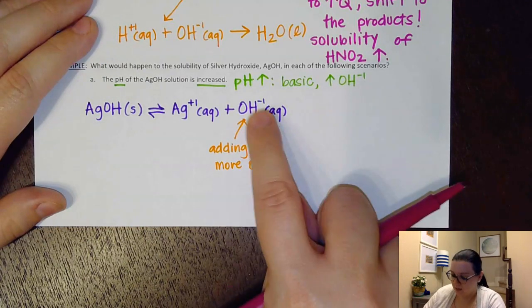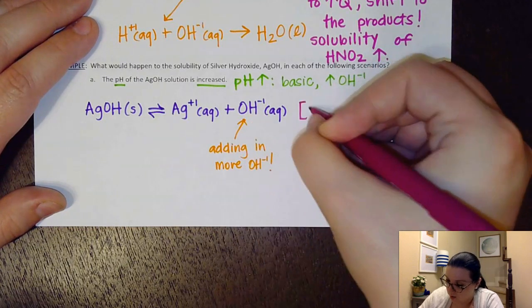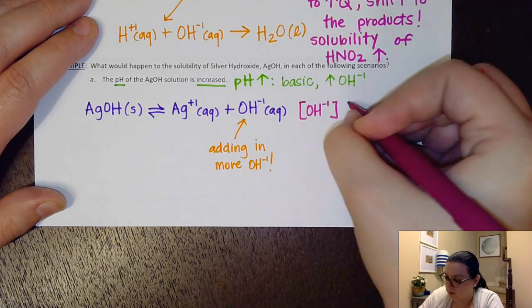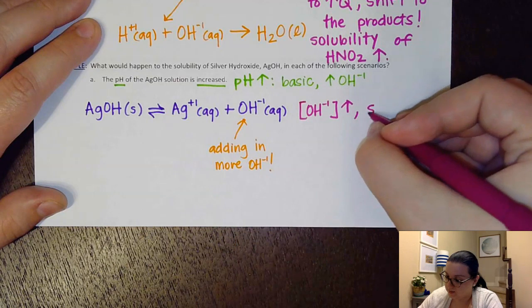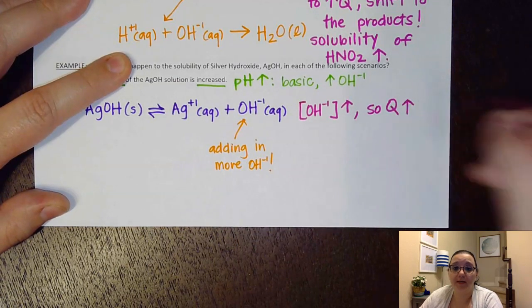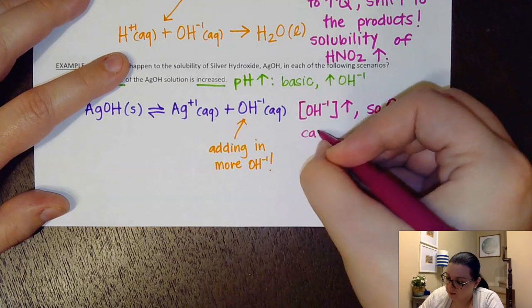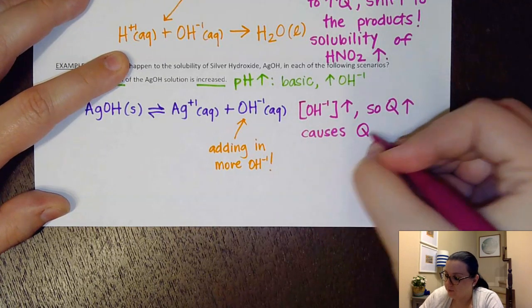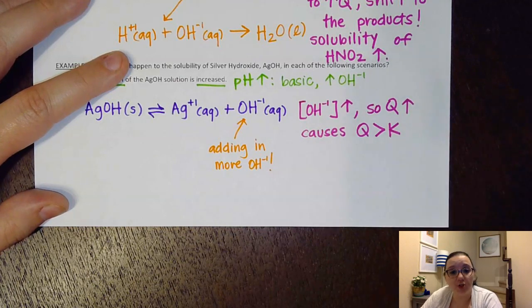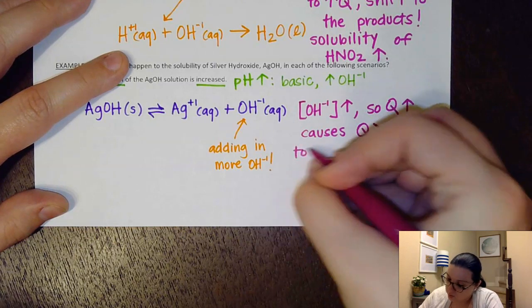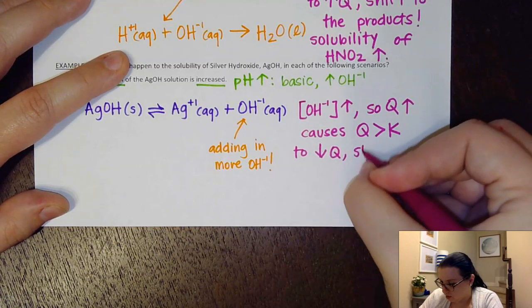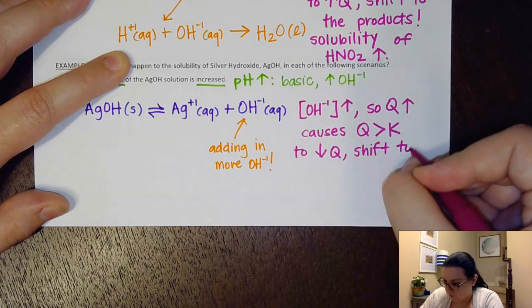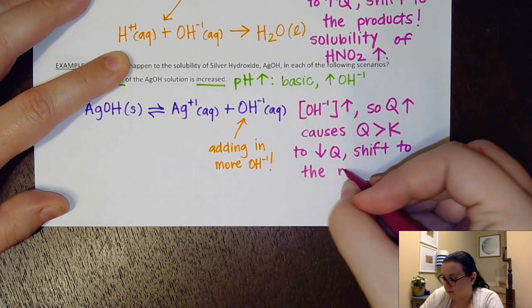Okay, so if I'm adding in that hydroxide concentration, that means our OH concentration is increasing, which, since I'm increasing a product, means Q is going to increase. So that causes Q to be larger than K, which again is an issue because at equilibrium, I want those two things to be equal to each other. So to decrease Q and get it back to equaling K, this would cause us to shift to the reactants.